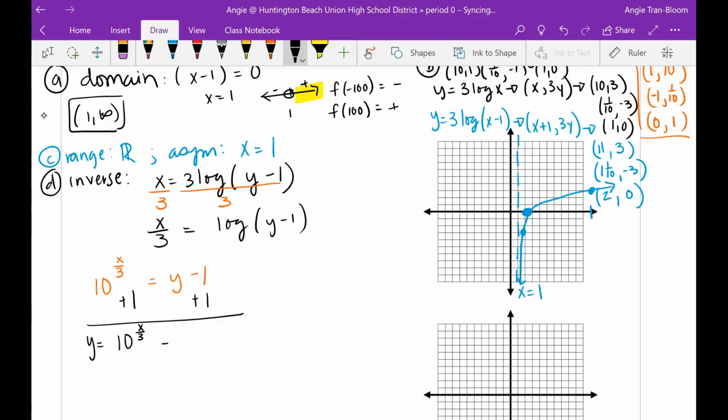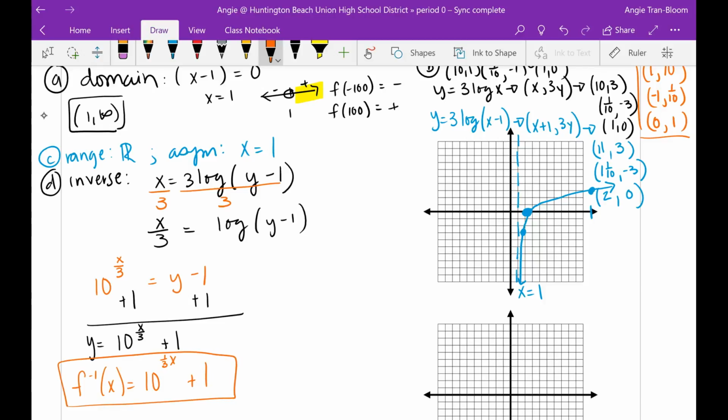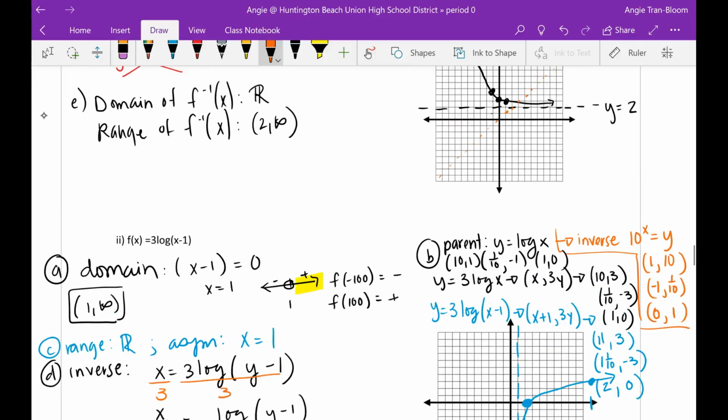that is an exponent, plus 1. And this right here is your final answer as an inverse. So we're going to write it as an inverse and we'll box it up. So f inverse of x is 10 to, you can even write 1/3 x, that's the same thing, plus 1. And we are going to box this baby up. Part D, inverse is done.